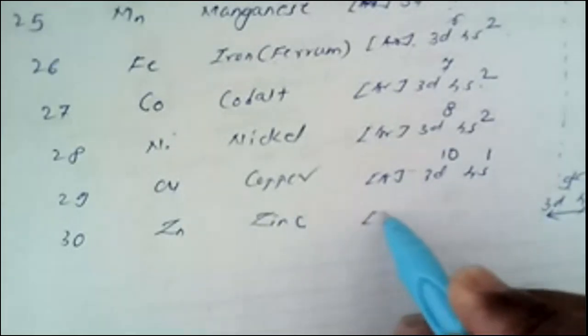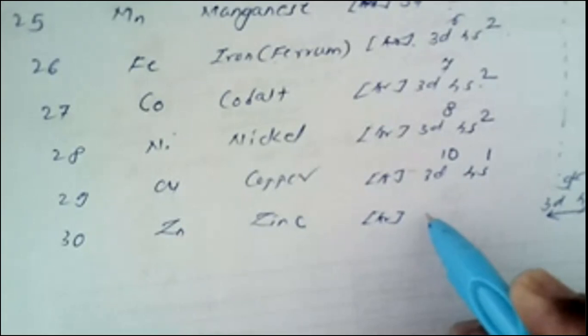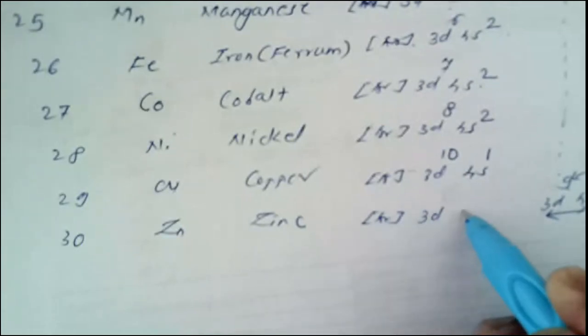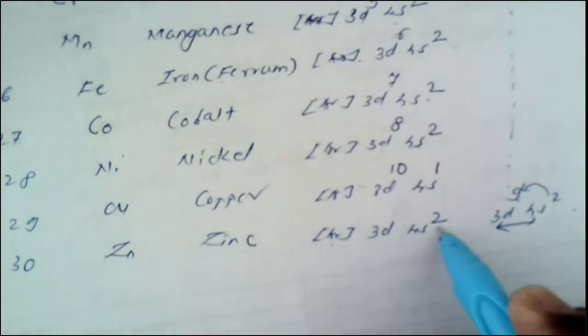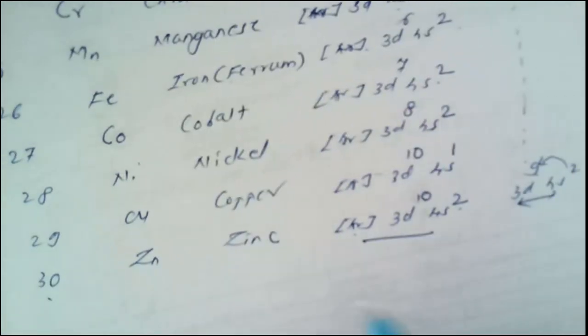Now come to the last element, that is zinc. In terms of argon core, we can write this as 3d10 4s2, 18 plus 2 is 20 plus 10 is atomic number 30. So this is the electronic configuration of zinc. Now you have to mark this copper also by an asterisk sign. So we have marked two elements by an asterisk sign.